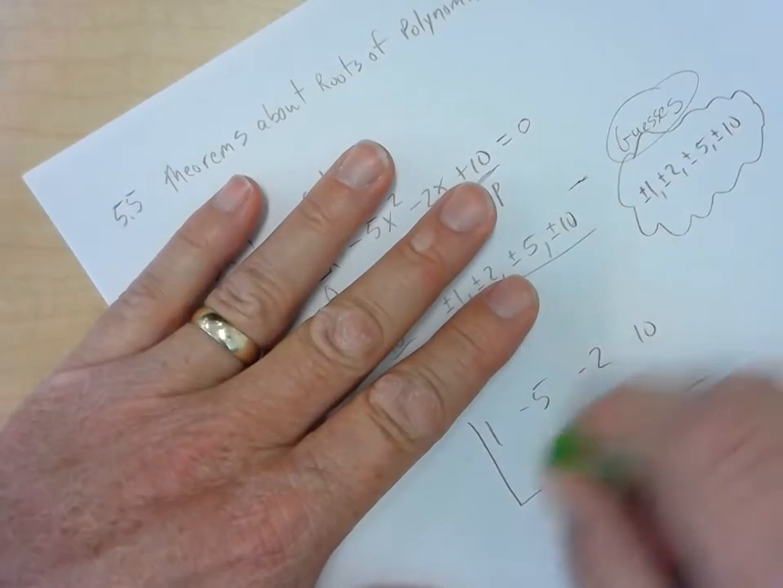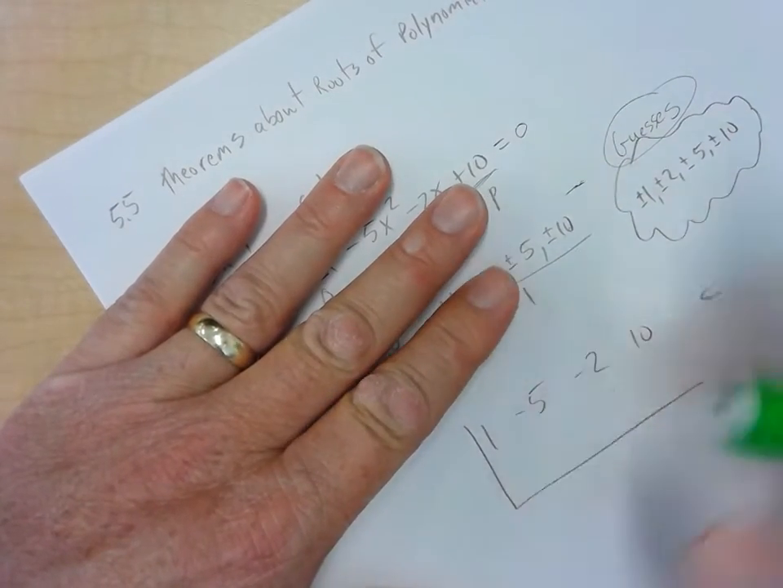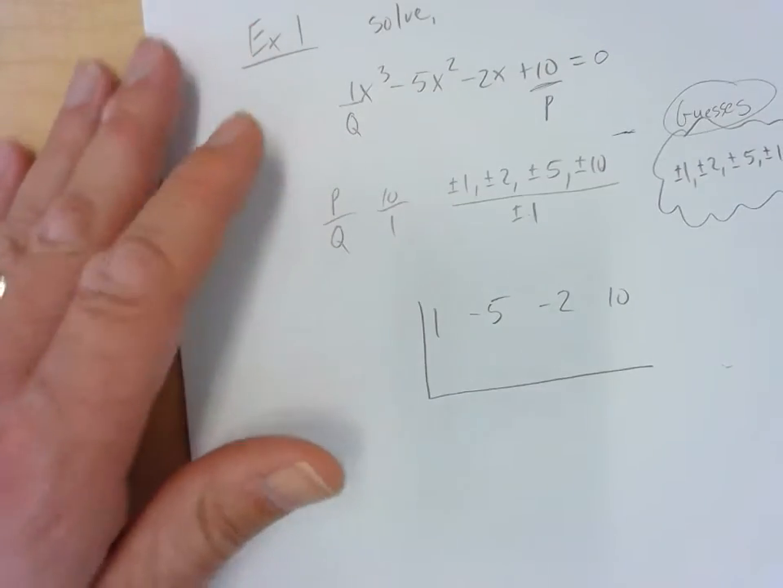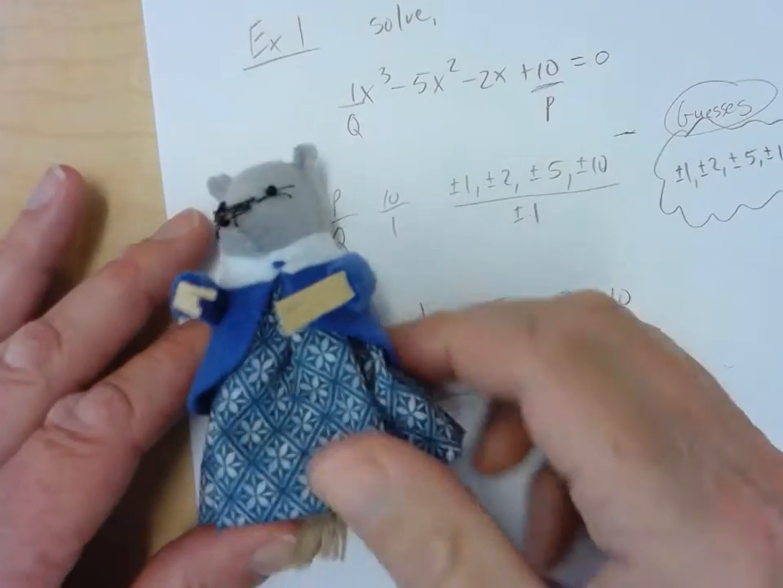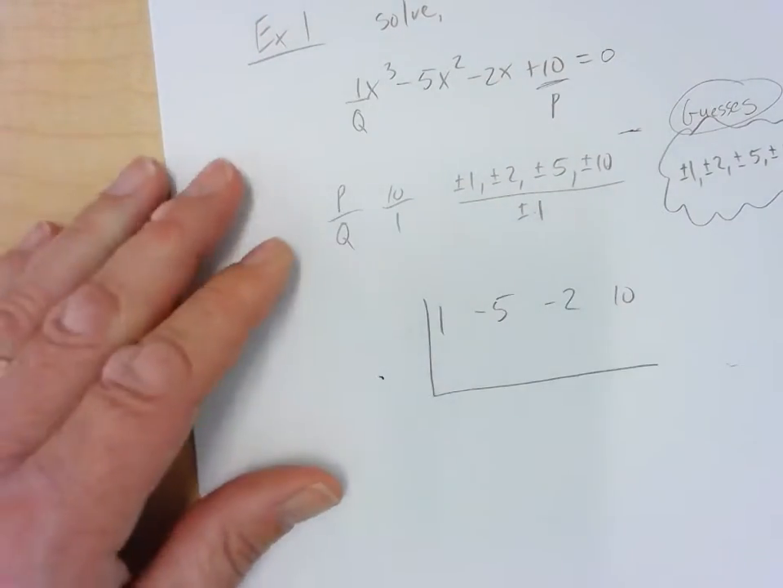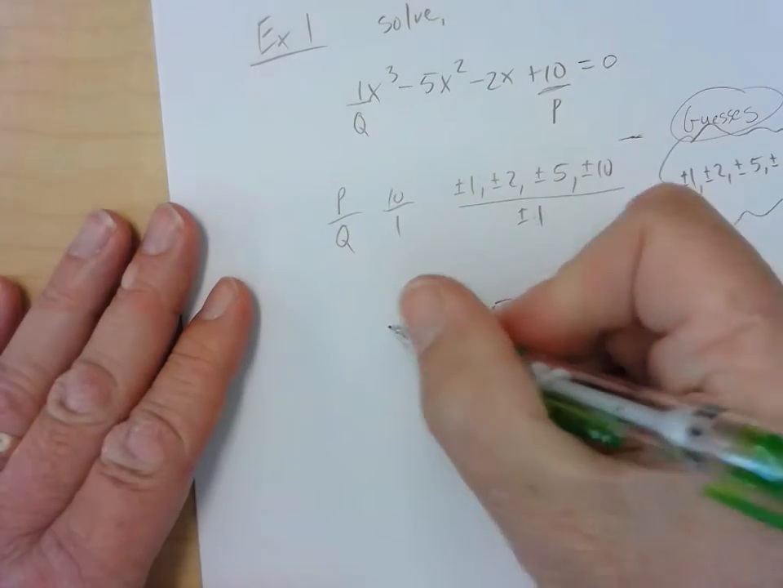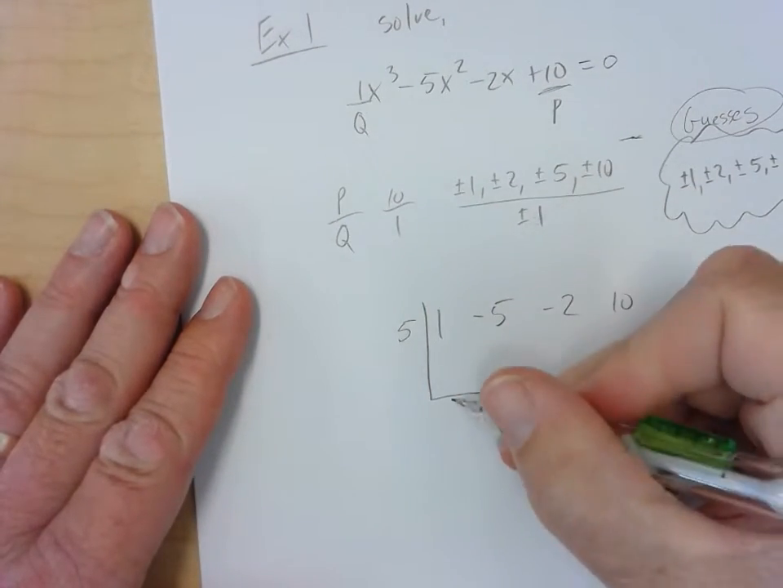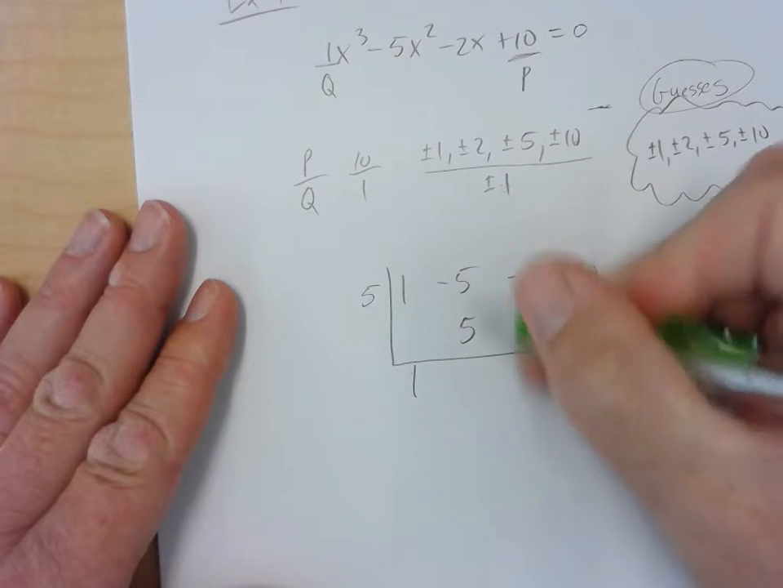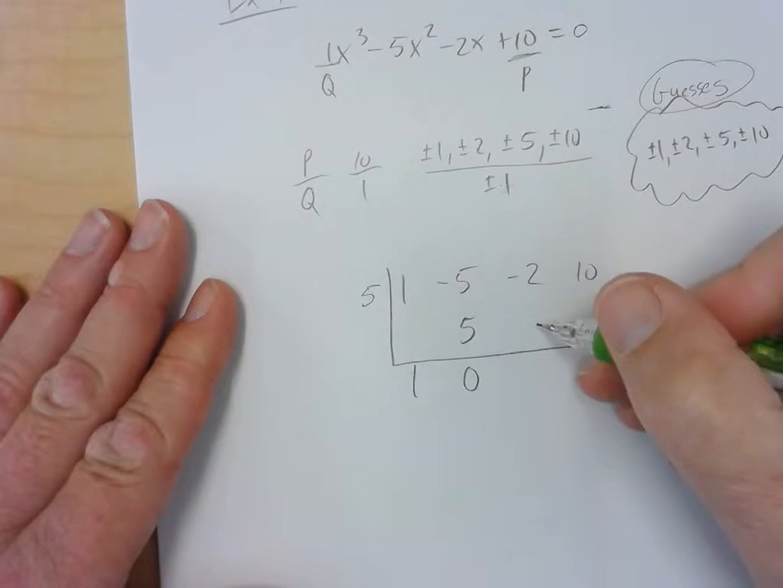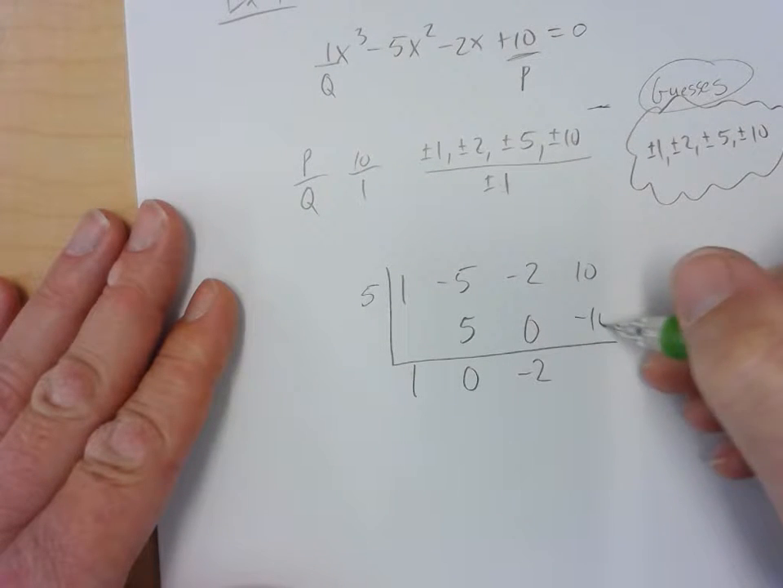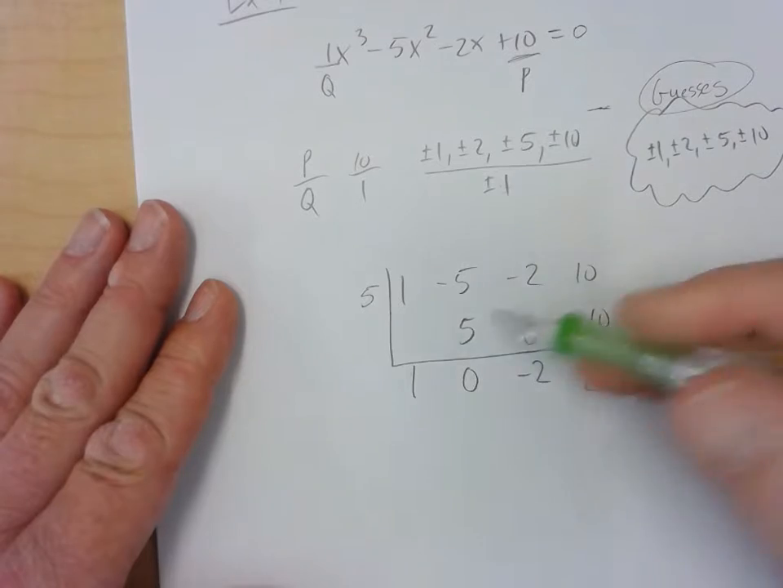Well, let's guess 5. A little birdie sat on my shoulder and told me, hey, try 5. Maybe it was a little field mouse that came by and whispered, hey, try 5. So here we go. 5. Drop the 1. 5 times 1 is 5. We add these together, 0. We multiply, we get 0. We add, negative 2. We multiply, negative 10. Woohoo!